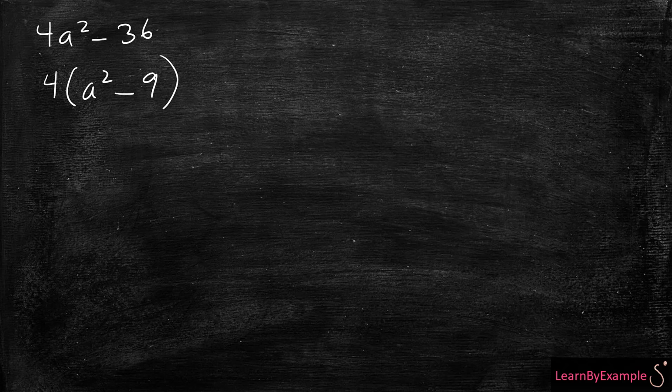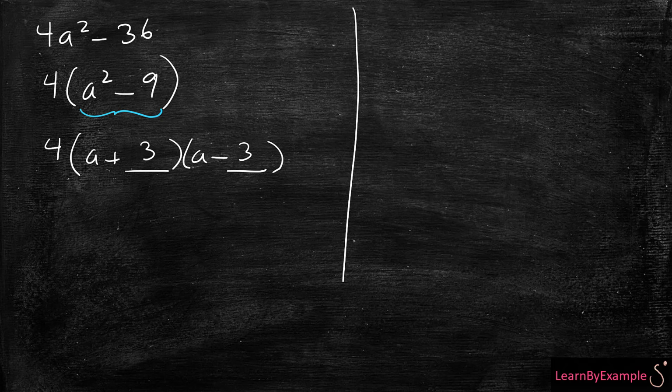Now you have x squared minus 9, which is the same format that we've just seen. So let's simplify this further. It's going to be x plus something and x minus something. What is the square root of 9? It's 3, right? So that's going to be 3 and 3 right in there. That's it, you're done.